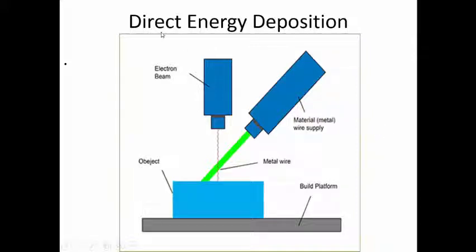Next one is direct energy deposition. In this method, usually you will be having the metal which will be fed through a nozzle, or it may be a filament which is fed through a nozzle. Then you will be having an energy source, usually an electron beam, or you may have a laser beam. Because of the laser beam, whatever the material is being fed will be liquefied and it is going to drop onto the platform.